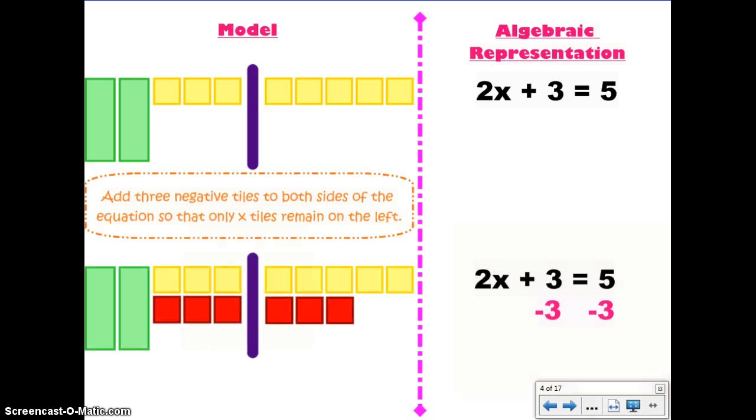We first make 0 pairs with the 3 positives, and that means putting 3 negatives on each side. Algebraically, or with just our steps, the opposite of plus 3 is to subtract 3. So we subtract 3 on both sides, just like we put negative 3 on both sides. Remember to please pause the video anytime you need extra time.